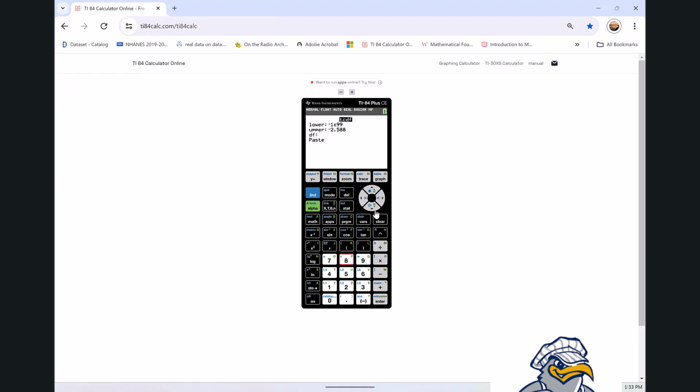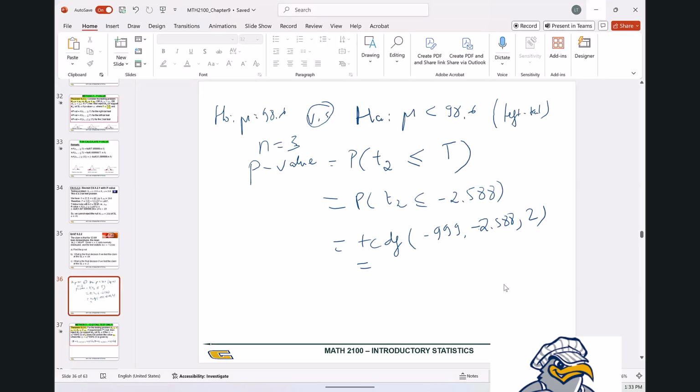Here, the degrees of freedom is 2. So you got about 0.61. This is the p-value.